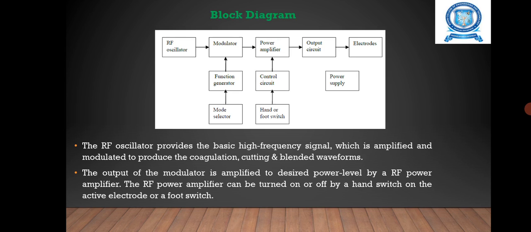The RF power amplifier can be turned on or off by a hand switch on the active electrode or a foot switch. The output circuit couples the output of the RF amplifier to the active and the passive electrodes. The electrodes come in various sizes and shapes depending on the application.